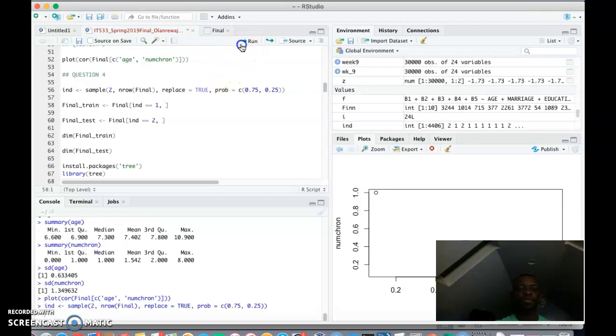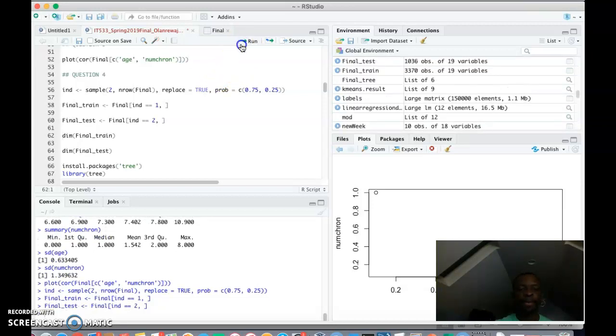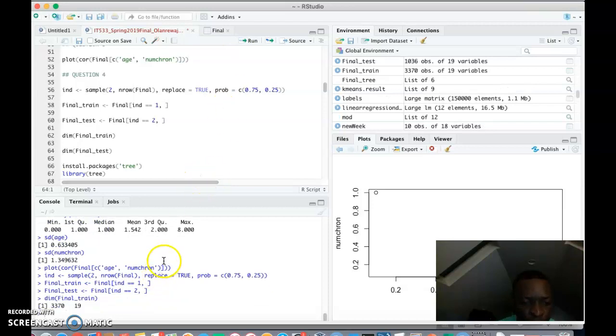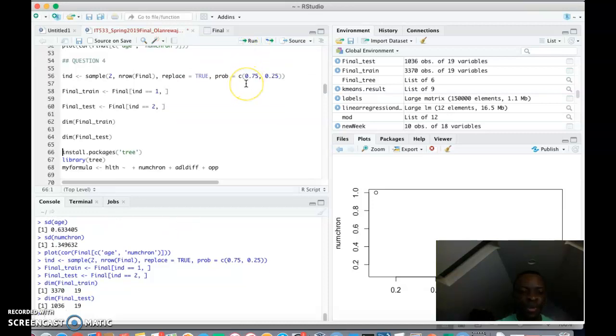So after the partitioning, the dimension came out as 13370 by 19 for the train in 75%, and the dimension of the test for the remaining 25% comes out as 1039 by 19, that is 1039 for the number of objects and 19 variables, and the other one says 3370 for the number of objects in the train and 19 variables.